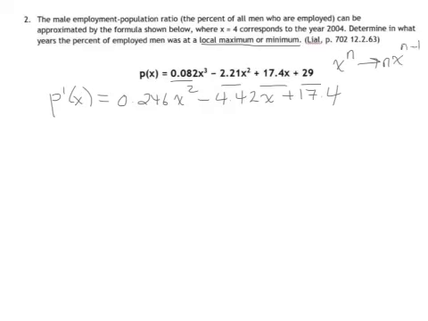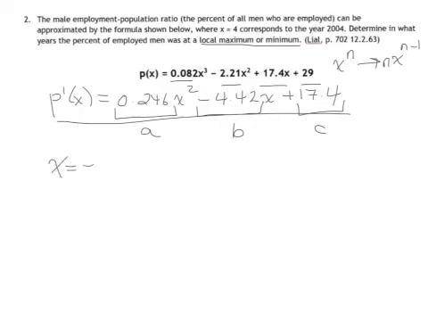Okay, so now we need to set this function equal to 0. The slope is 0 at the function where you are at a maximum or minimum. Okay, and so we're going to define this as a, this as b, and this as c, so that we can utilize the quadratic formula to solve for x. So we have x equal to negative b plus or minus the square root of b squared minus 4ac, all of that over 2a.